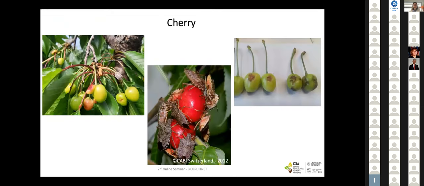And the picture that I put here from the CABI webpage is very clear about one of the issues of this species, which is that it aggregates in very large numbers. So when this happens, of course, the damage is even higher.